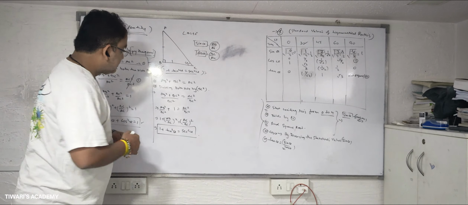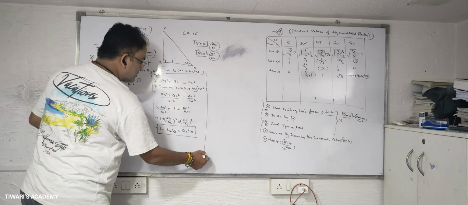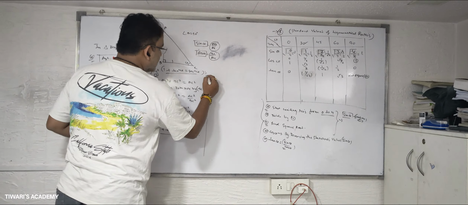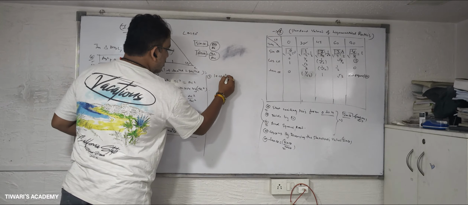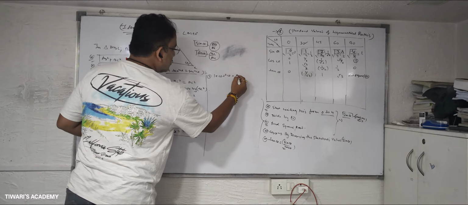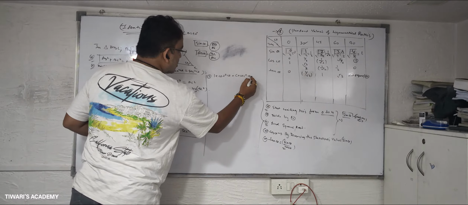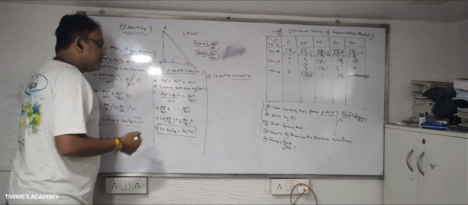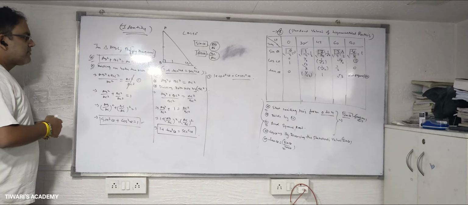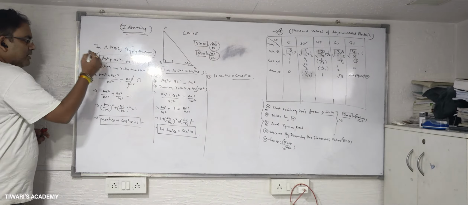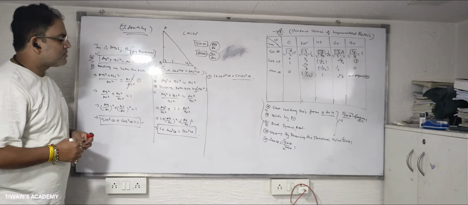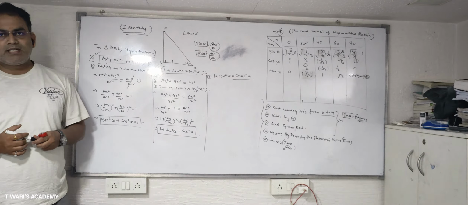Now there is one more. The third one is 1 plus cot square theta is equal to cosec square theta. Same thing. Again I'll start from the first part itself. Here AB square plus BC square is equal to AC square. That is my Pythagoras theorem.